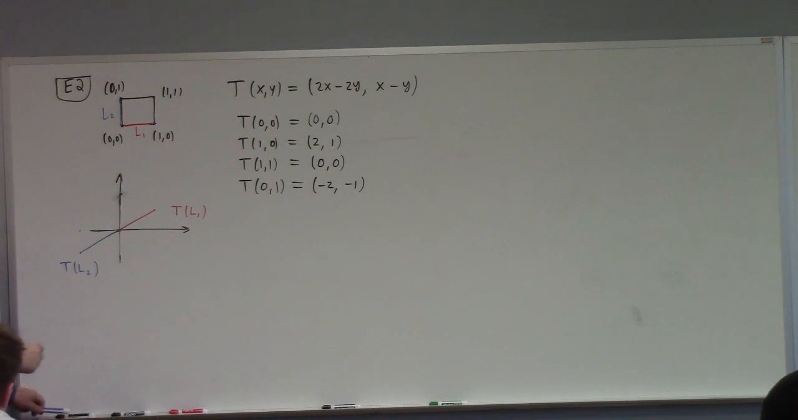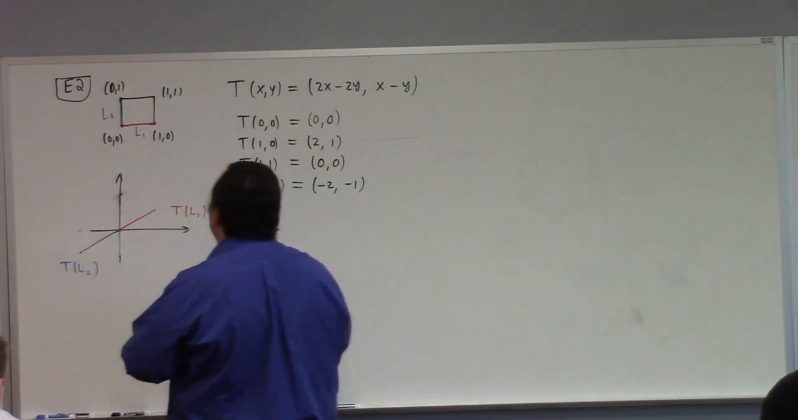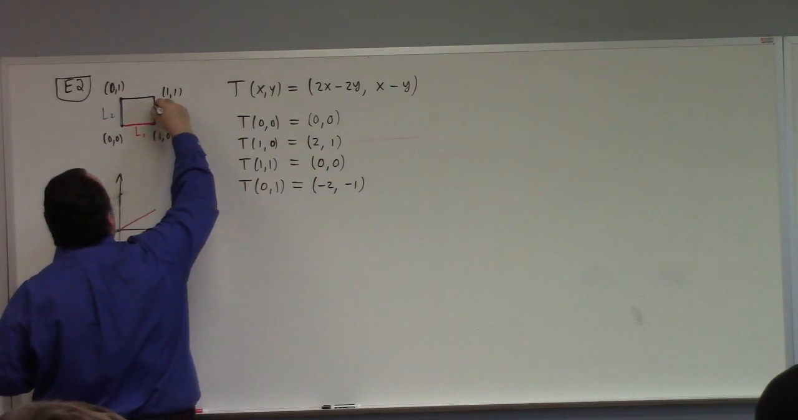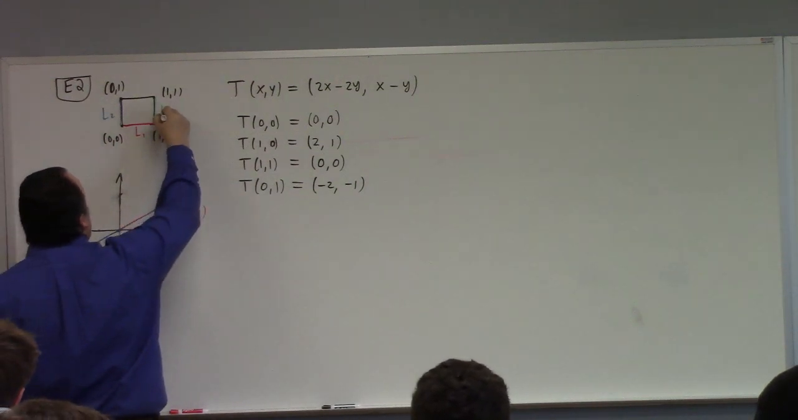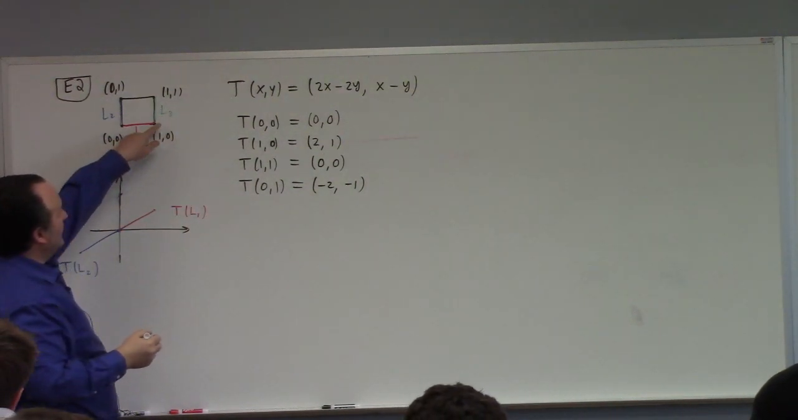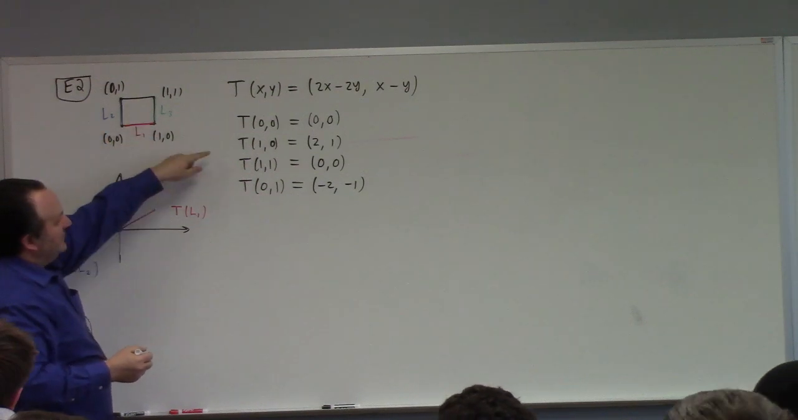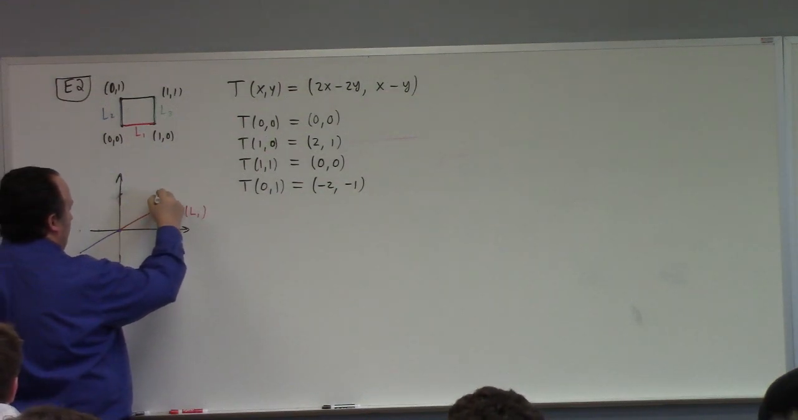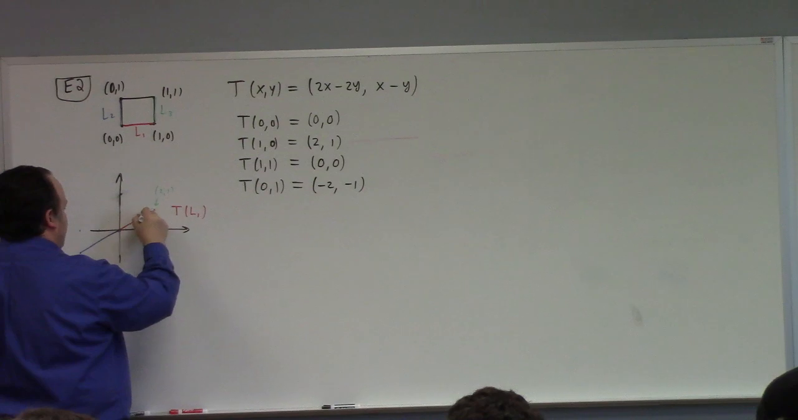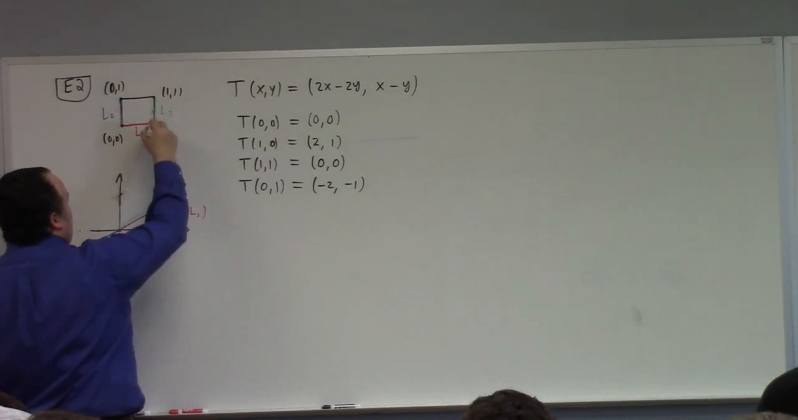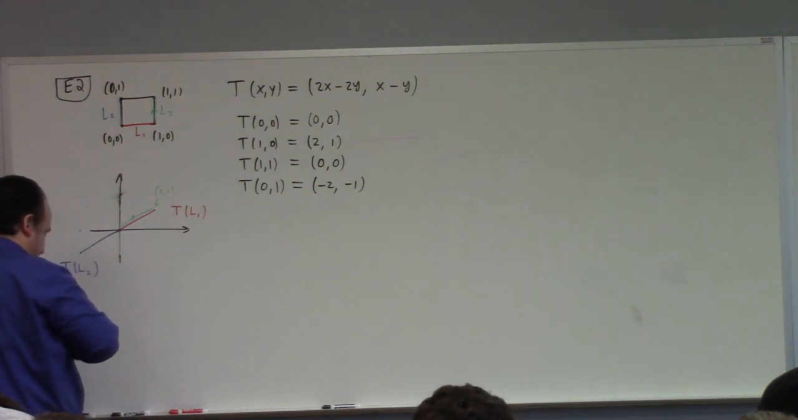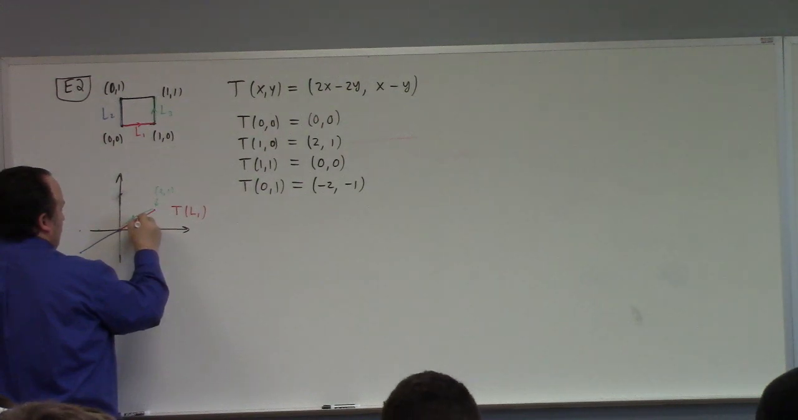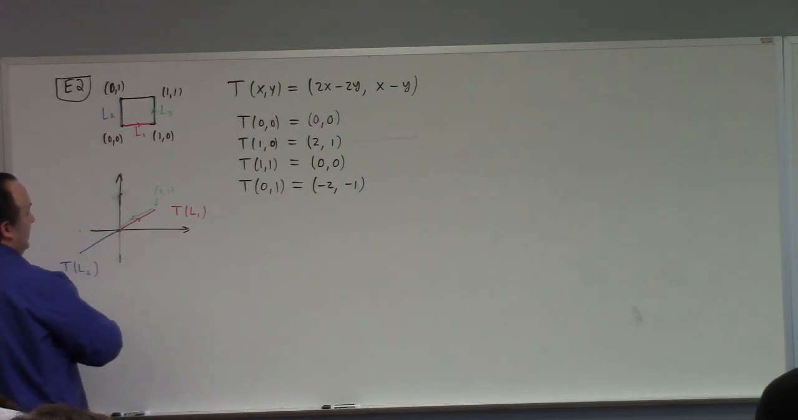What happens to this one, which we could call L3, for instance? L3 goes from 0, 1 to 1, 1, which maps to from 2, 1, right? This point right here is 2, 1. So it maps from here back to there, right? Now I can draw some orientation on here just to keep track of things. You can see easily that the orientation of the line segment is preserved as well, if you think about it.